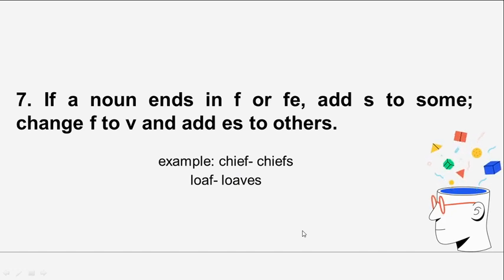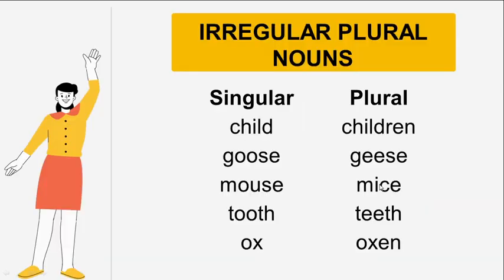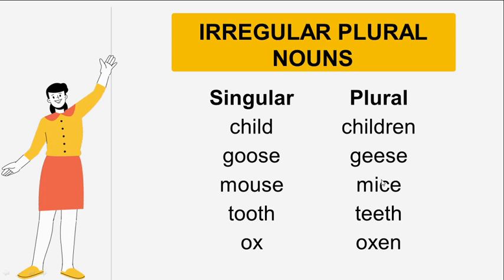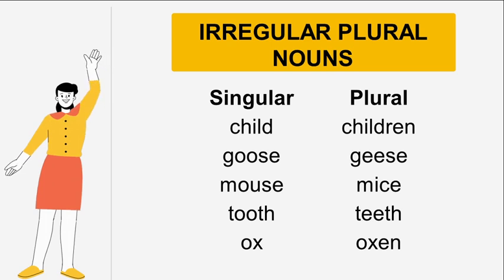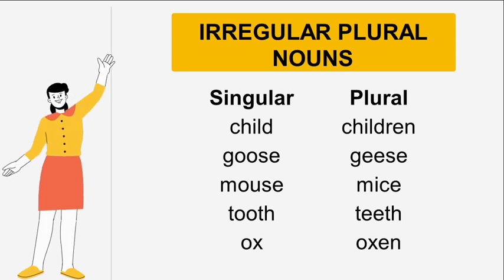Can you think of another example? Okay, very good. Do you understand now the 7 rules in changing the singular to plural nouns? Okay, so now let's move on to the irregular plural nouns. Take note that not all of the nouns are regular. When we say regular plural nouns, it means these are the words wherein we just need to follow the rules of adding S and ES.